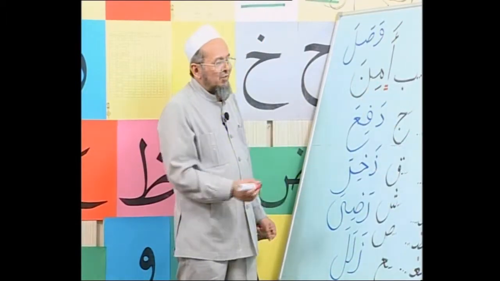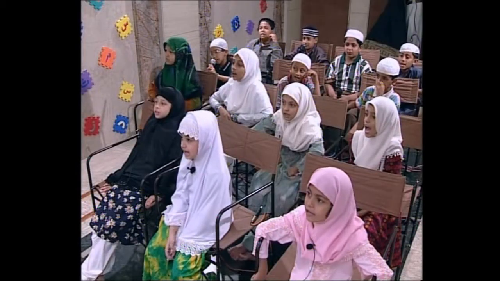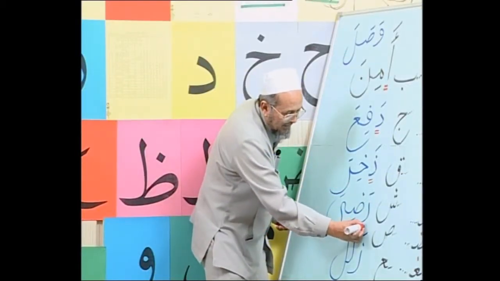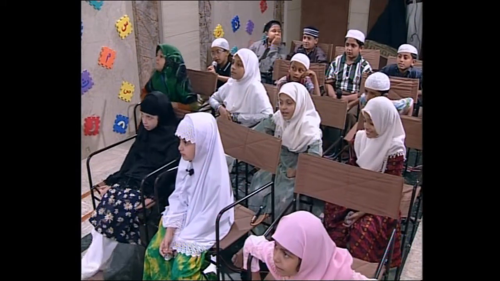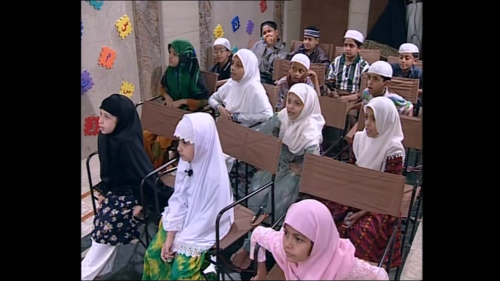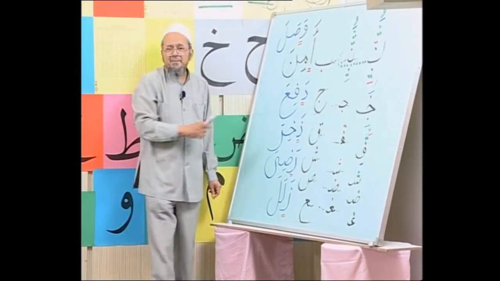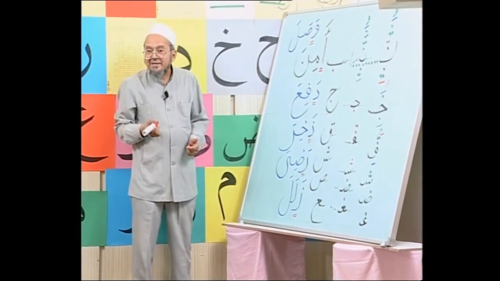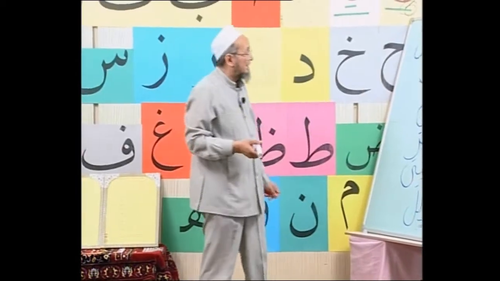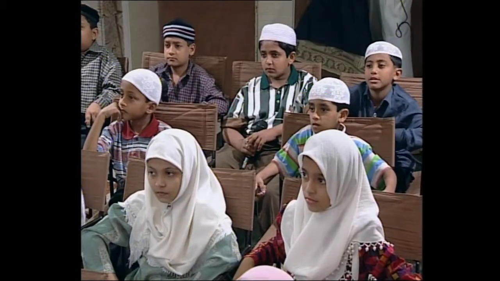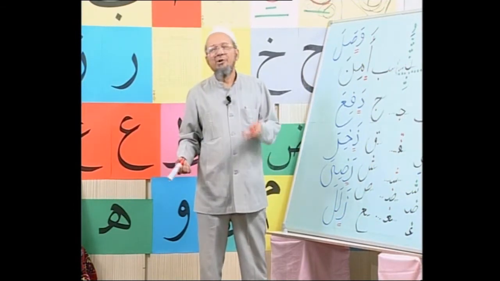This word starts with what? The. So, these are the 6 letters: a, the, ra, za, wa. They cannot extend one of their arms, but they can extend their right arm. They can extend their right arm, but they cannot extend their left arm.